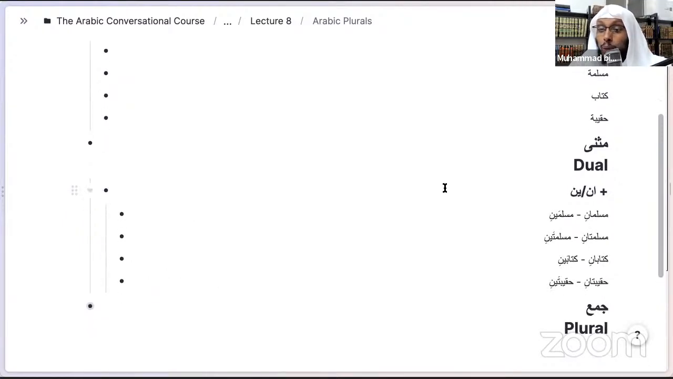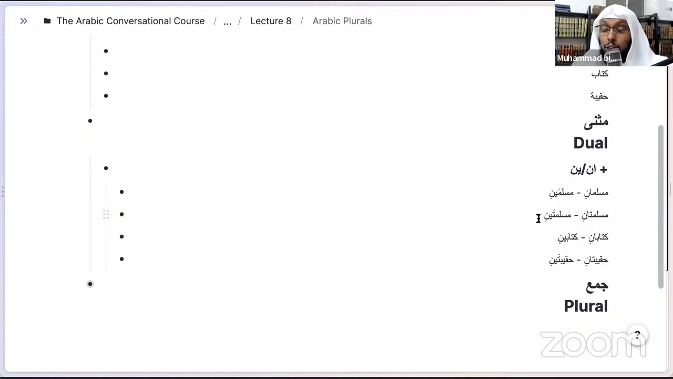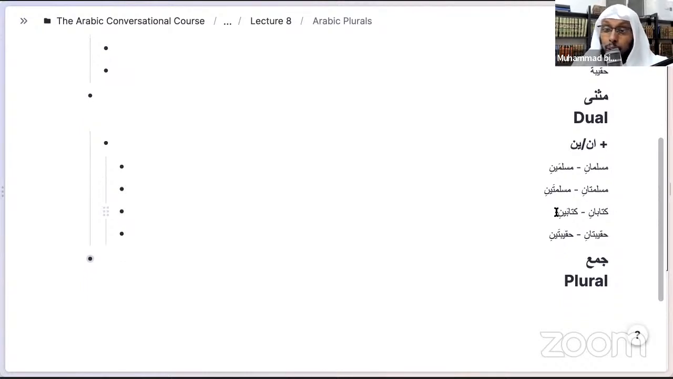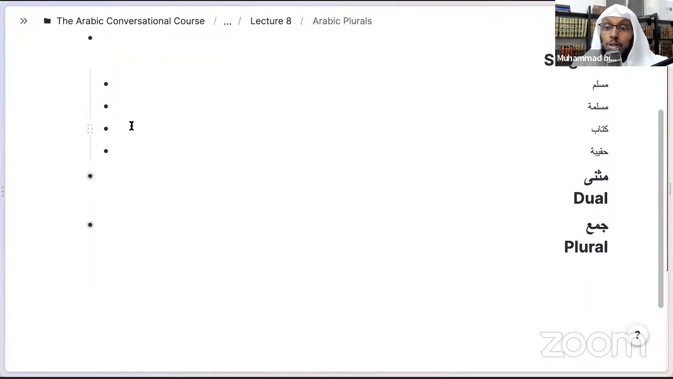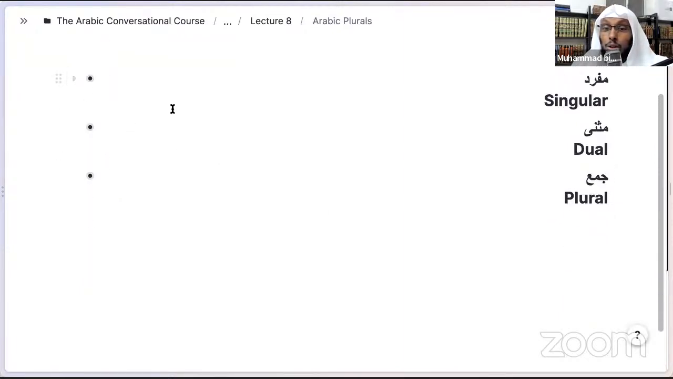So we have Muslimani, Muslimaini, Muslimatani, Muslimataini, Kitabani, Kitabaini, Haqibatani, Haqibataini. All of them are correct. And I already explained when it should be alif and noon and when it should be ya and noon. Now this is pretty straightforward. Very easy. So far, so good.